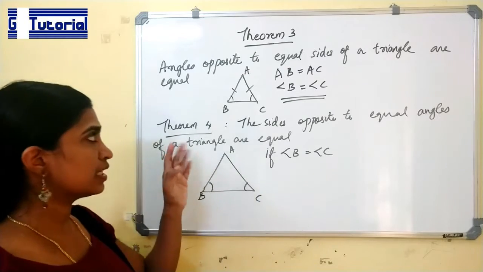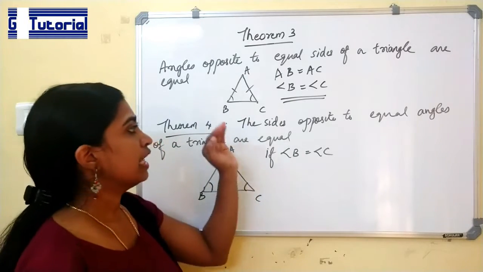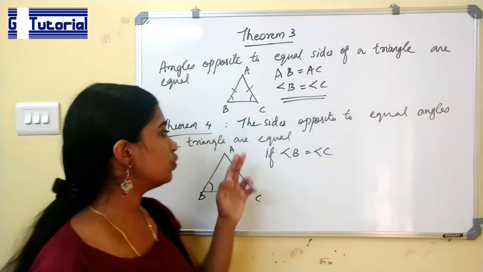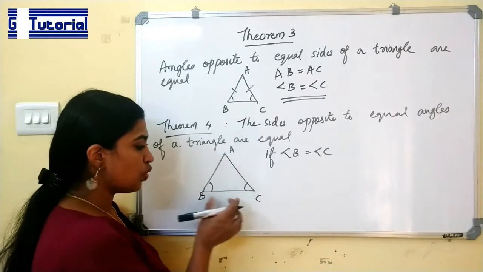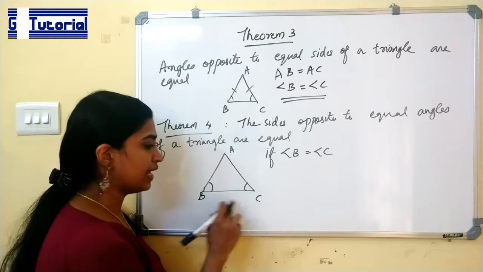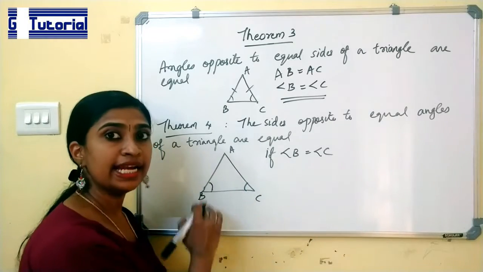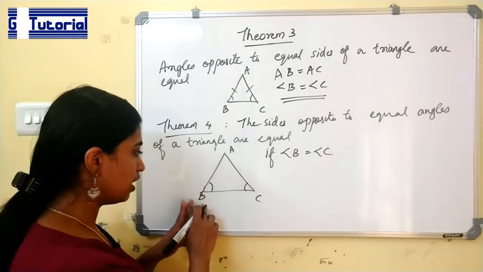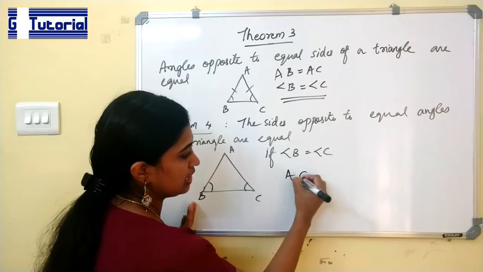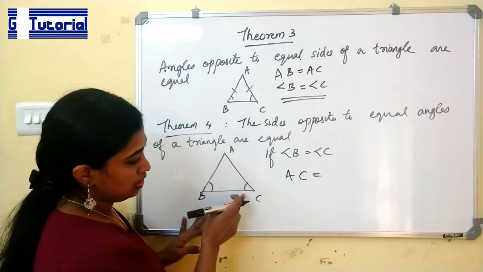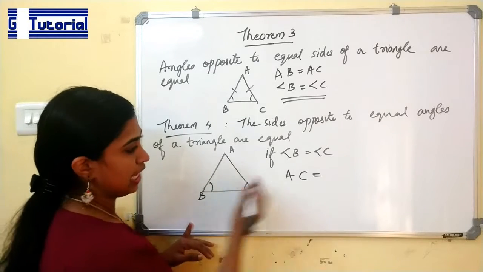The next theorem is the converse of this theorem. That is, if the sides opposite to two equal angles of a triangle are equal. If it is given that two angles are equal, that is angle B and angle C are equal, then the sides opposite to them are also equal. So the side opposite to angle B is AC, and AC will be equal to the side opposite to angle C, which is AB.